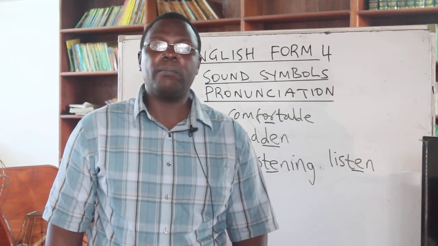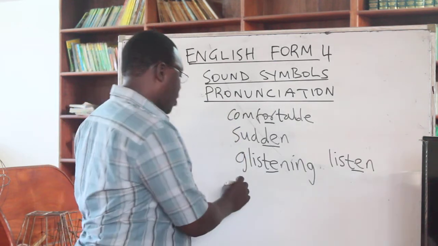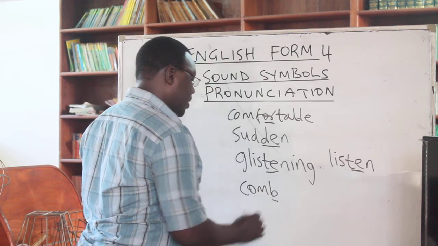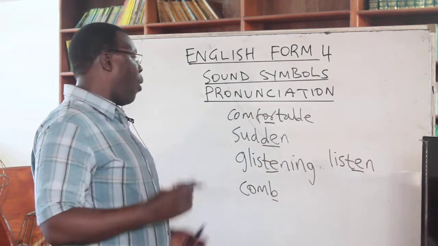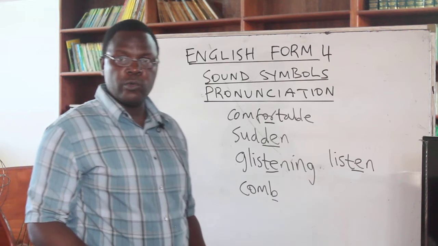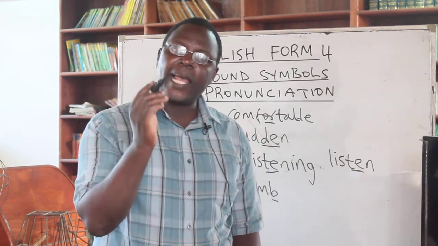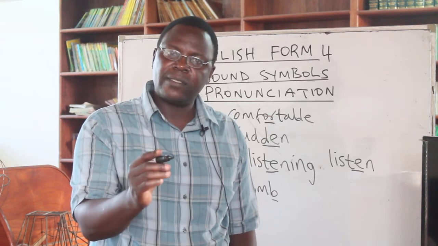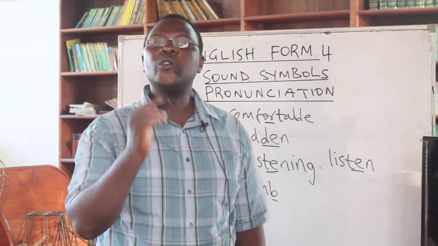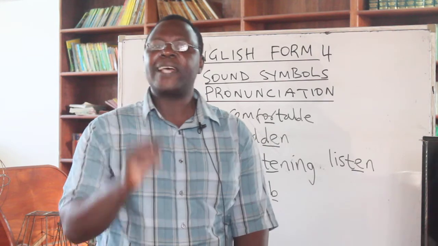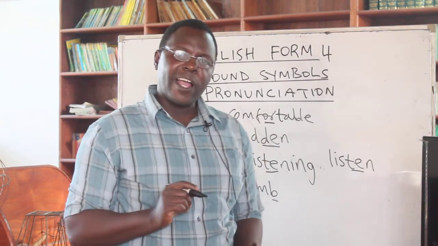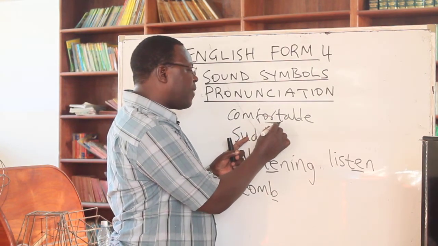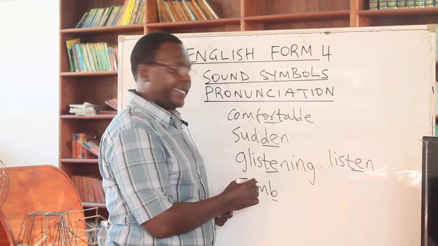Then we have comb. Comb, not comb. The B is silent. Now, I want to warn you that whenever you are underlining, even if you have done what the examiner wants, ensure that your underline does not cross over to another word, even slightly.